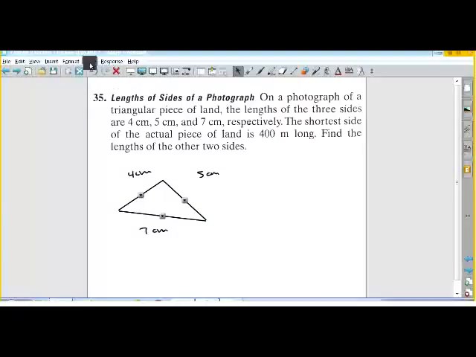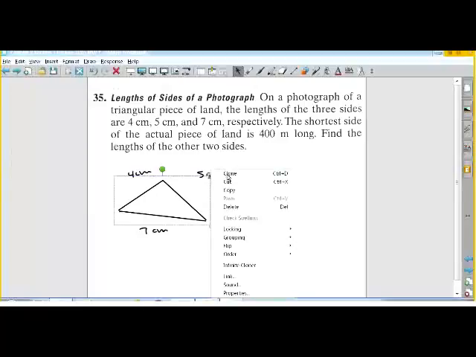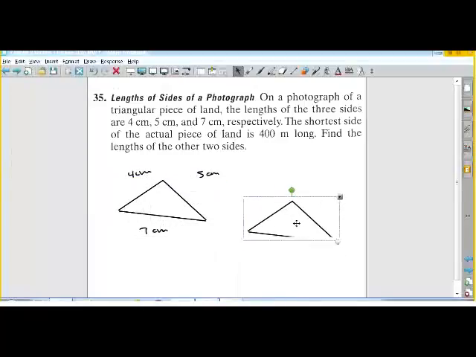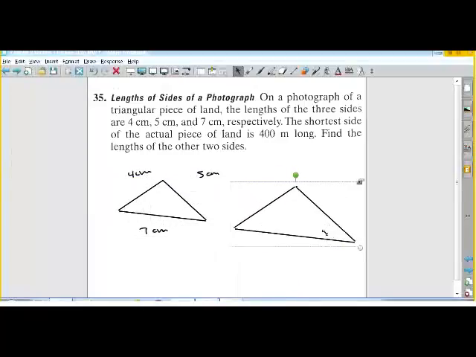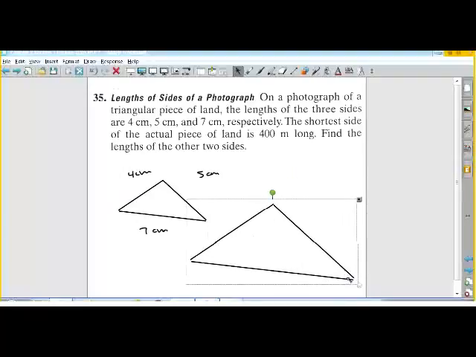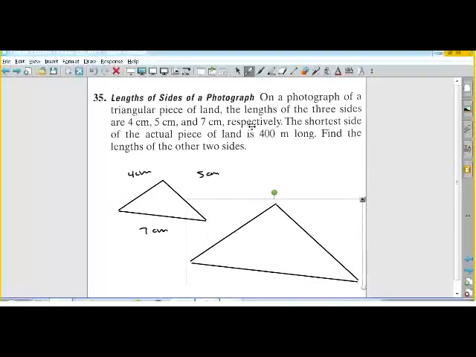It's not going to be scaled to the appropriate size, because otherwise you wouldn't be able to see either the small or the big thing. But I'm just going to say it's bigger just to show that it is scaled. So here's my bigger picture. This is the actual land. The shortest side of the actual piece of land is 400 meters. So this is the shortest side of the photograph, and the corresponding shortest side of the land is going to be that.